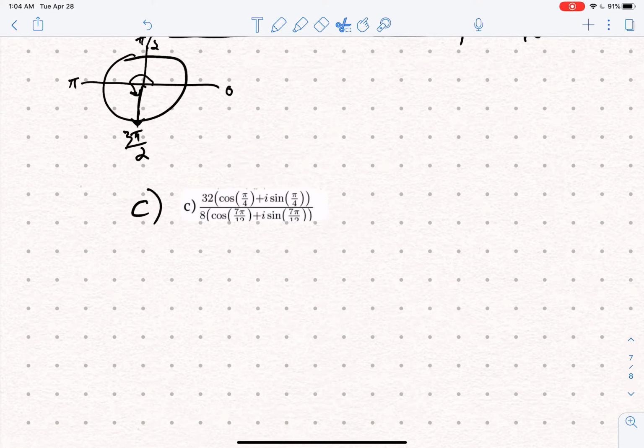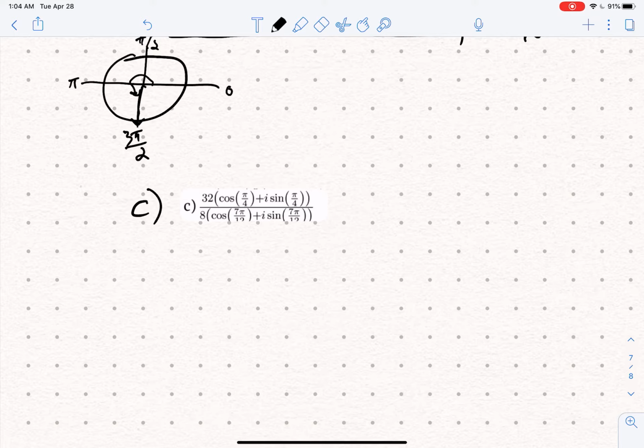And on the bottom, those are 7 pi over 12. I cut them off a little bit in my sloppy copy. Here we go. Okay. So we're dividing two complex numbers. Here's the top one, here's the bottom one. There are the moduli, 32 and 8. Here are the arguments, the angles pi over 4 and 7 pi over 12.